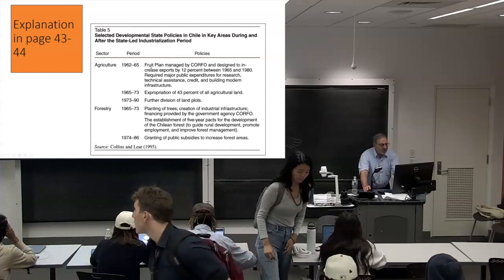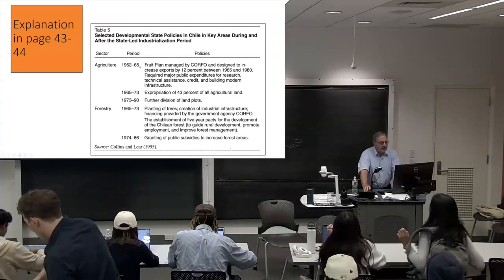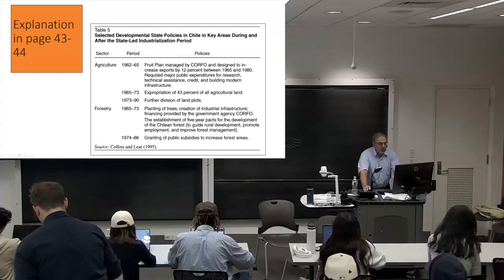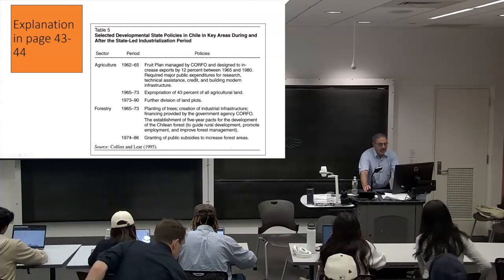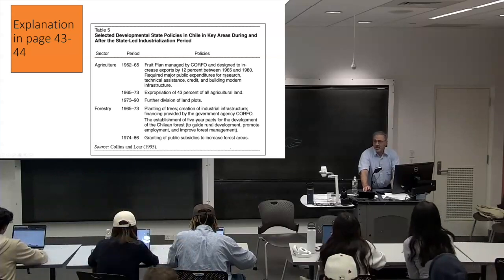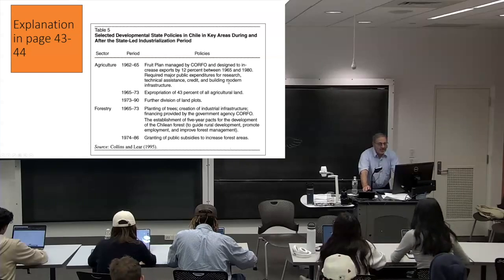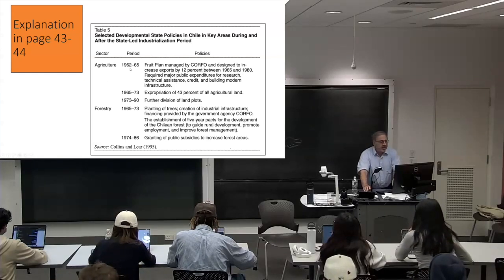So in agriculture, for example, the government was active in food plan management, investments in that industry required significant amount of public expenditures for research, technical assistance, credit, building modern infrastructure related to agriculture. So you can see this was in the period 1960 to 65.